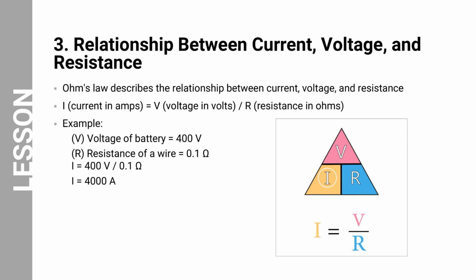For example, if you know the voltage of a BEV battery, for example 400 volts, and the resistance of a wire, for example 0.1 ohms, you can use Ohm's law to determine the expected current flowing through that wire. I equals 400 volts divided by 0.1 ohms. Therefore, I equals 4,000 amps.